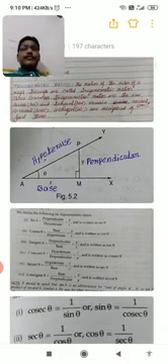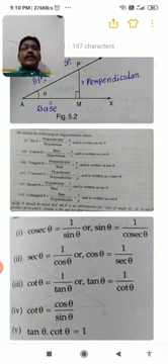See here, we define the following 6 trigonometric ratios. Sin theta means perpendicular upon hypotenuse. You can see in the diagram. And cos theta equal to base upon hypotenuse. Clear? And tangent theta, we call tan theta, as I already told, is perpendicular upon base. And cosecant theta is hypotenuse upon perpendicular. Clear? And secant theta, we call sec theta shortly, is hypotenuse upon base. Cotangent theta, we call cot theta shortly, is equal to base upon perpendicular.